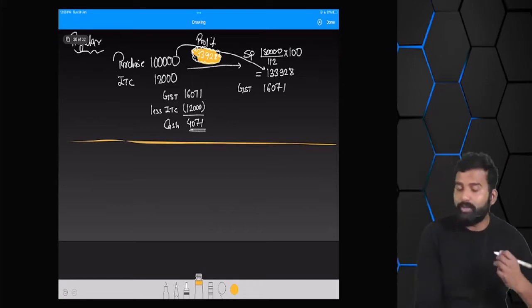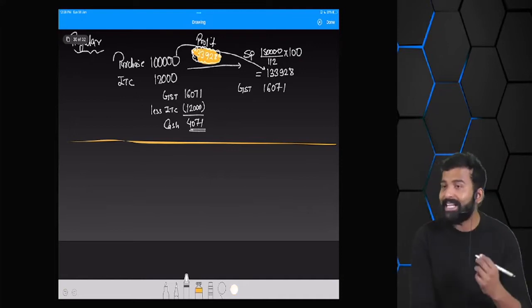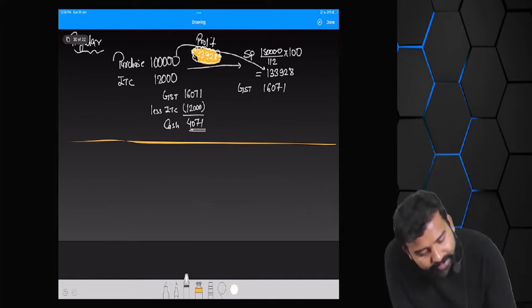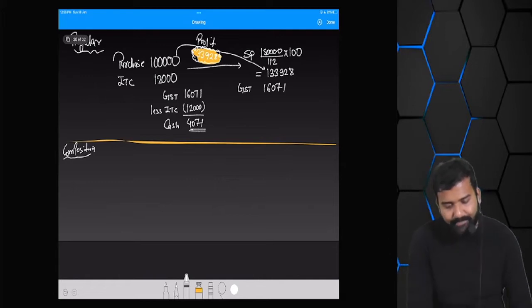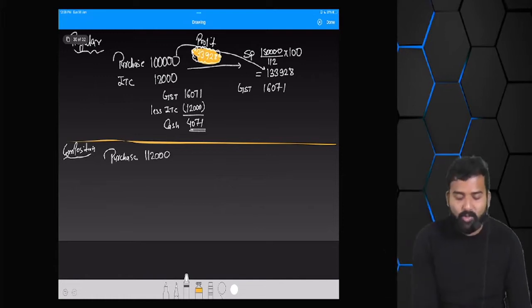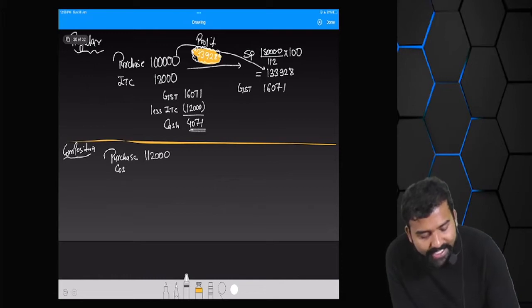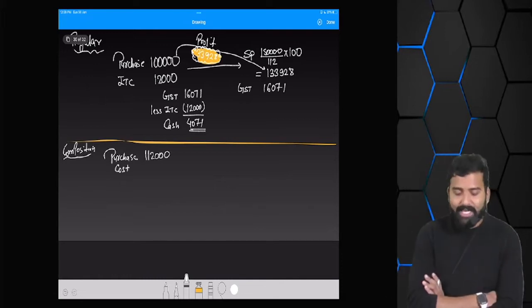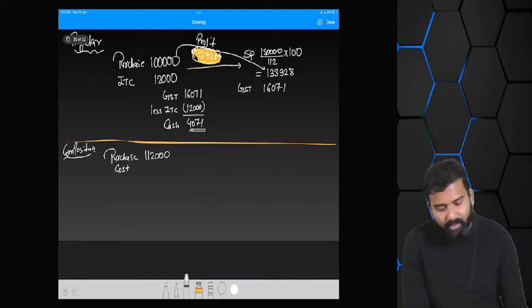Now if he is doing the same transaction under the composition scheme, what will be his profit? If he is under the composition scheme, then his purchase will be 1,12,000. He will not get any input tax credit, so he has to record his purchase cost as 1,12,000.